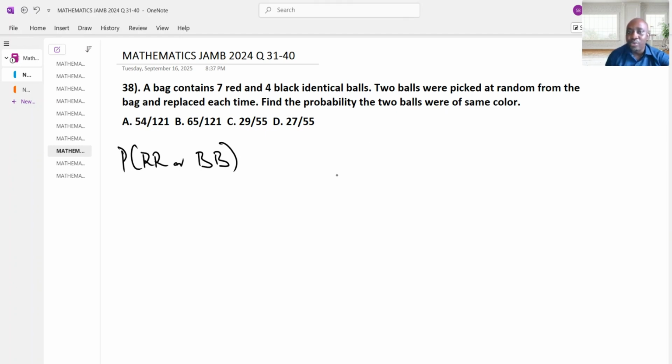It is possible that when you dig your hand inside the bag, you pick the same color: either red, red, or black, black. Anything with 'or' in probability means plus, and anything without it means multiplication. Now, what is the total number of balls inside that bag? 7 plus 4 is 11. That is the total. Therefore, the probability of red, red is 7 divided by 11 multiplied by 7 divided by 11.